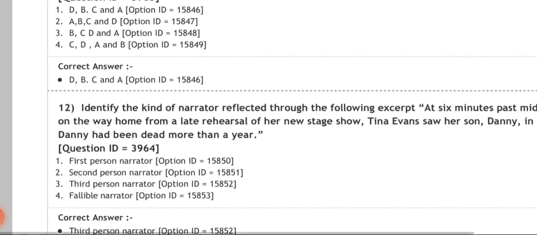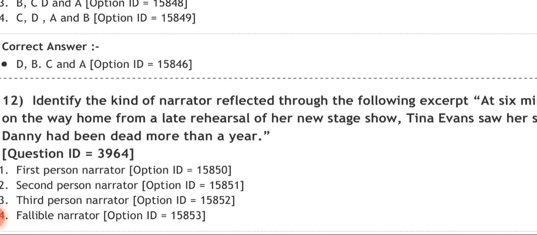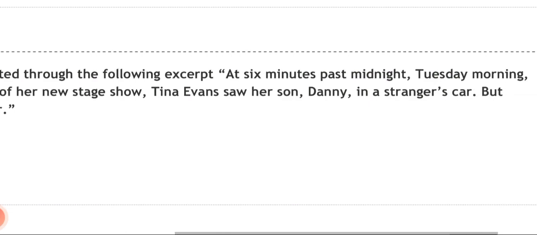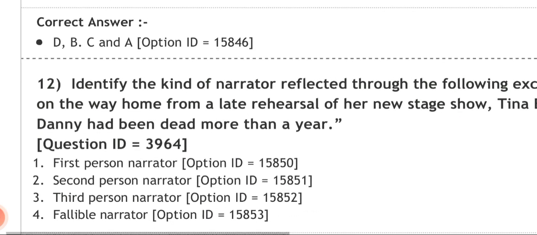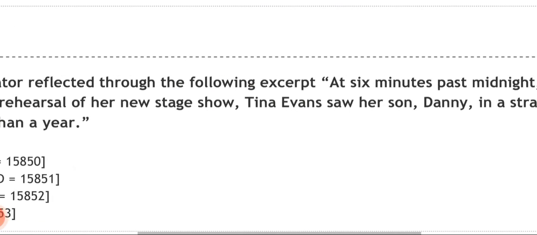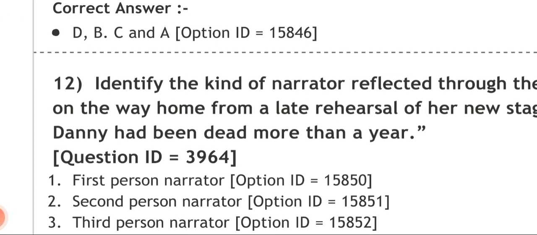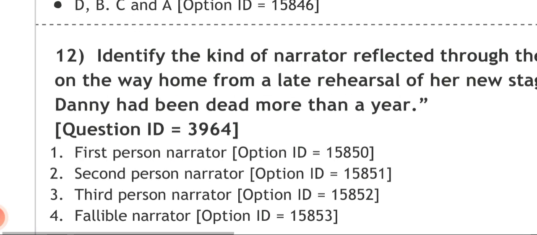Number 12, identify the kind of narrator reflected through the following excerpt. The excerpt is: at 6 minutes past midnight Tuesday morning, on the way home from a late rehearsal of her new stage now, Tina even saw her son Danny in a stranger's car, but Danny had been dead more than a year. So we have read these lines. Now we have to find out which kind of narrator or narration this belongs to. Number one is first person narrator, second is second person, third is third person, and four is fallible narrator. So according to you, what will be the correct one?